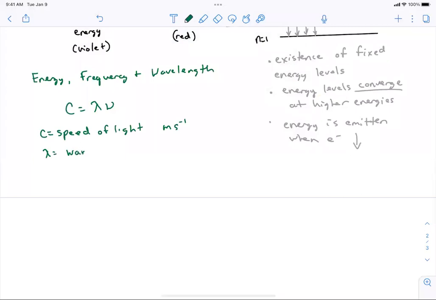Lambda is wavelength in meters. Nu is the frequency in seconds to the -1 or hertz. Those are both the same unit. So if they write hertz, that means seconds to the -1 is the same thing. It's one of those things where scientists just like to assign their names to a unit. A lot of units are named after scientists.